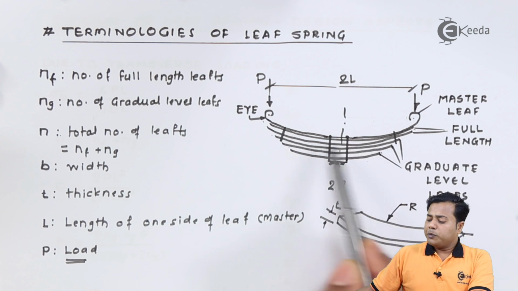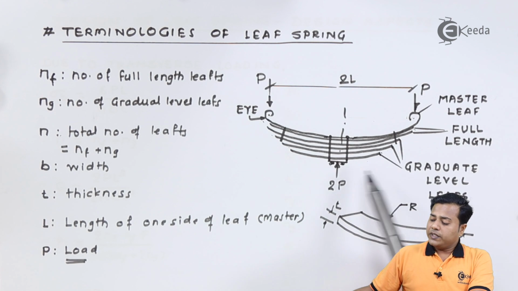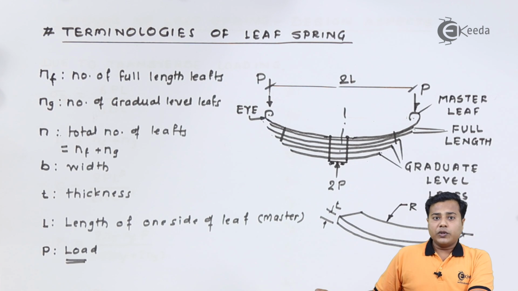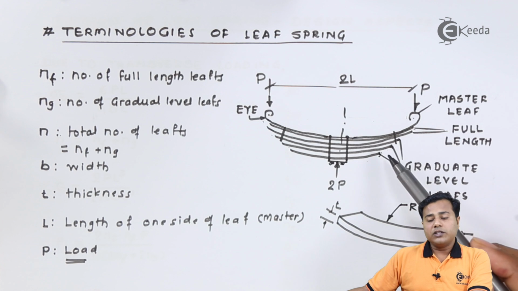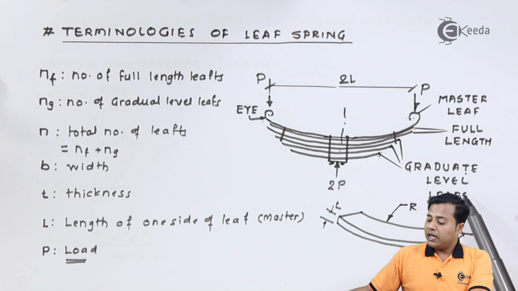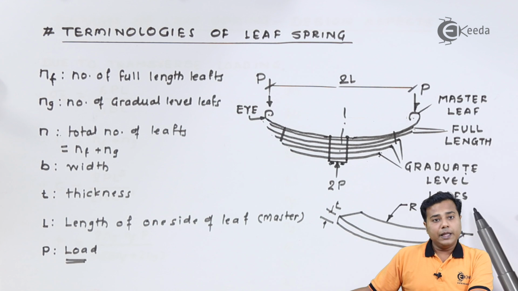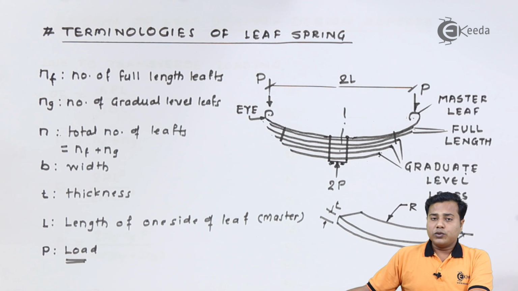Leaf springs are made up of different plates of certain thickness and certain width, and there are different sections which you can see. The lengths of these leaves change gradually, and that's why they are called graduated leaves. The number can vary from 3 to 12, but it depends upon the given application.